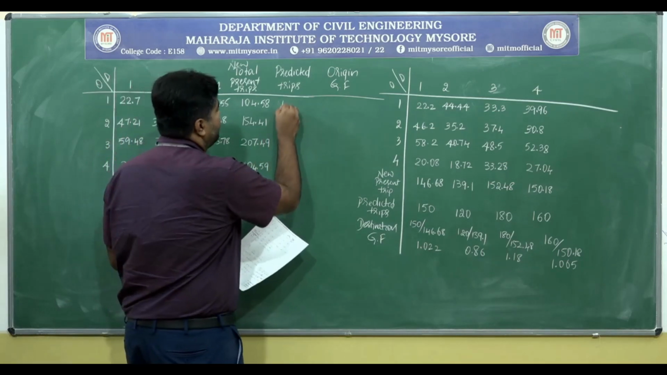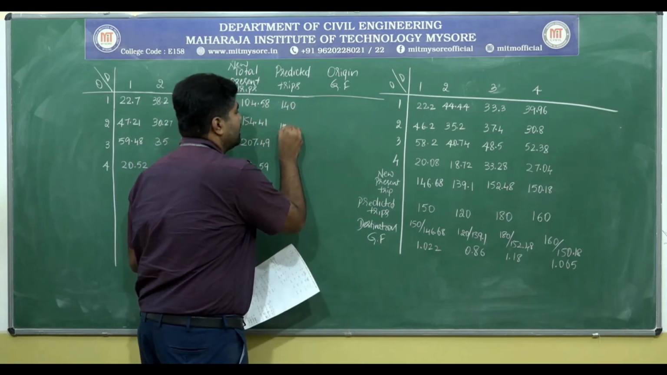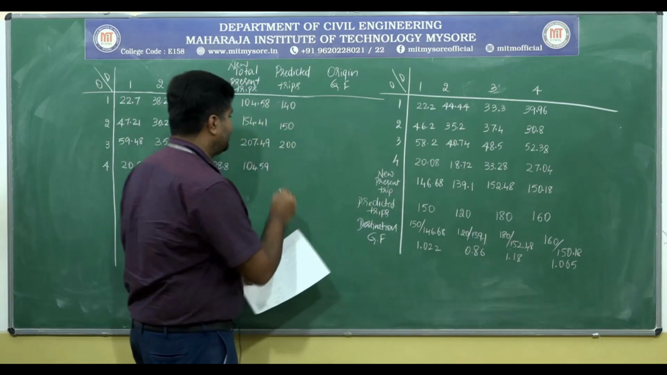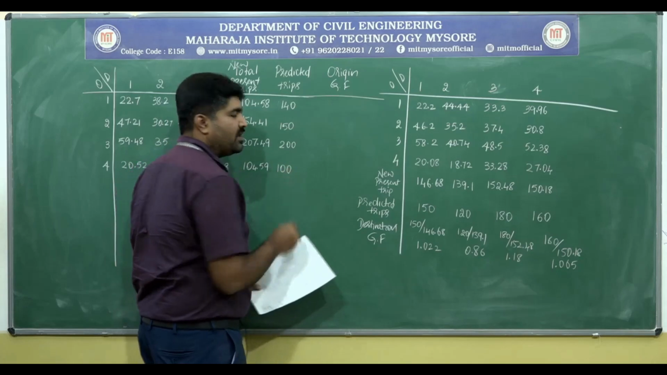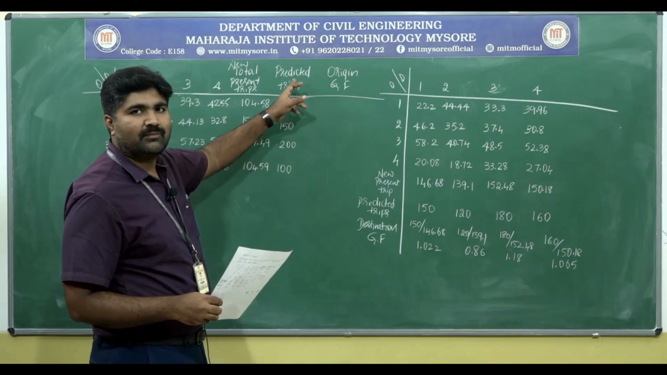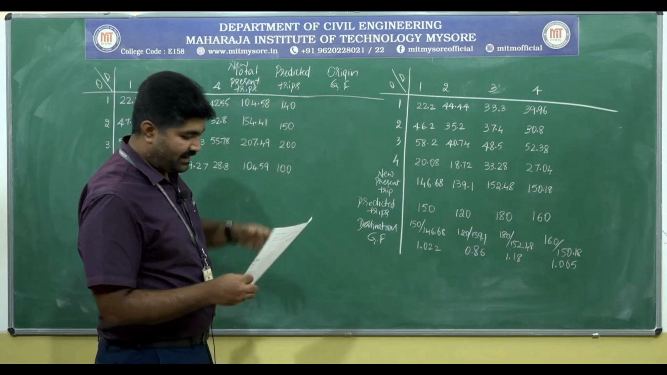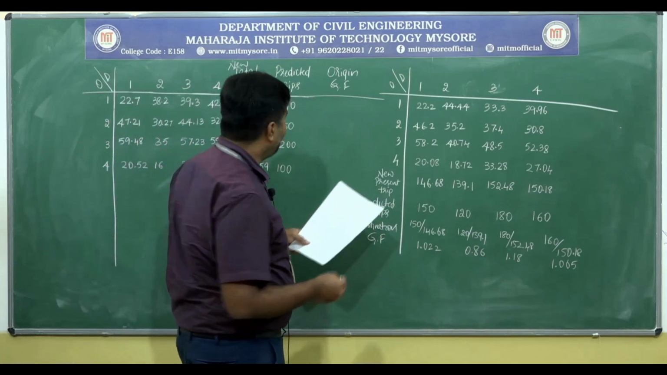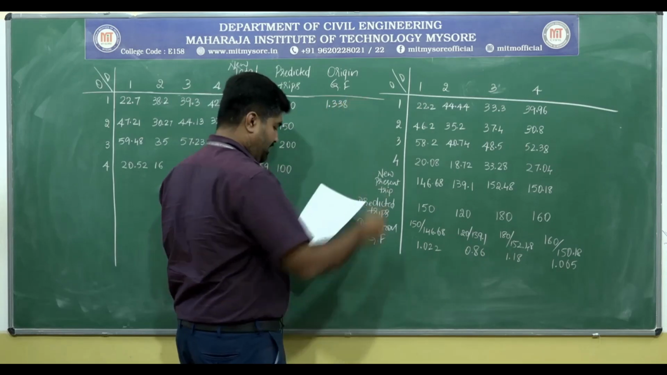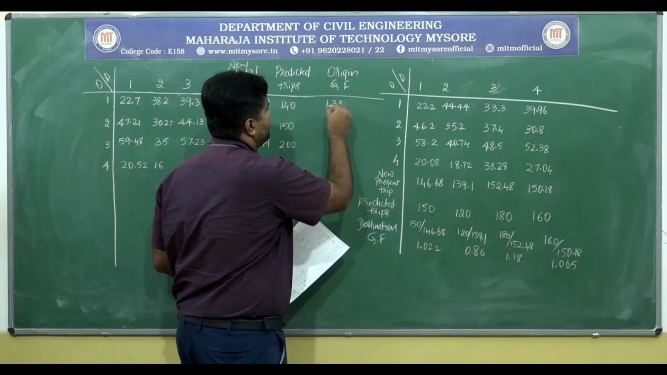It is 140, 150, 200, and for last it is 100. Okay. Now we have to find the growth factor. We know the growth factor will be obtained by dividing the predicted trips by the new total of the present trips. Okay. It is 1.338. Or you can consider 1.33 itself.